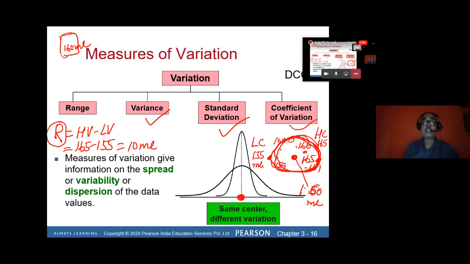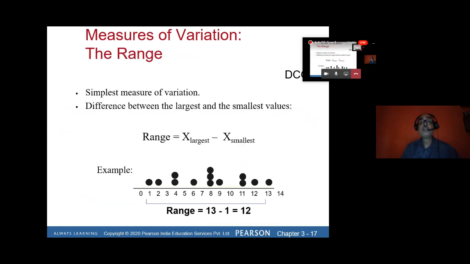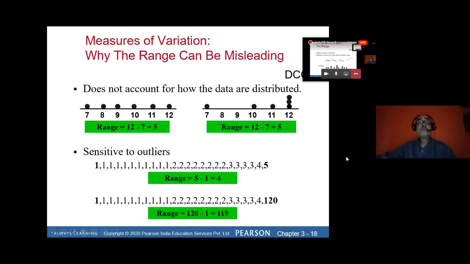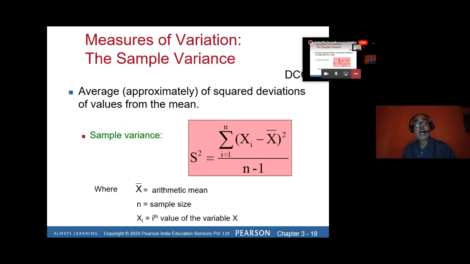I'm coming to the next slide here. Range you have seen: largest x minus smallest x, that I have explained to you. It is clear. Now coming to how to find out the variance.